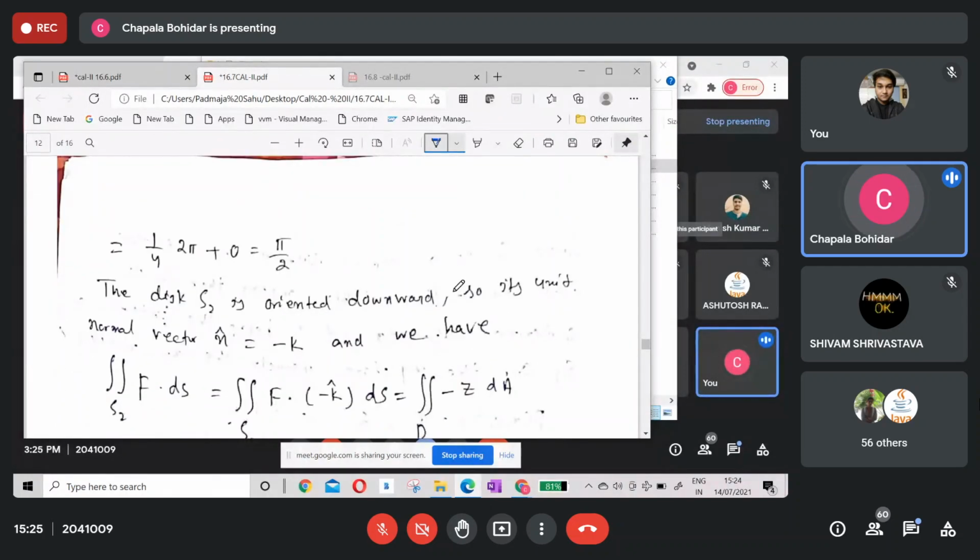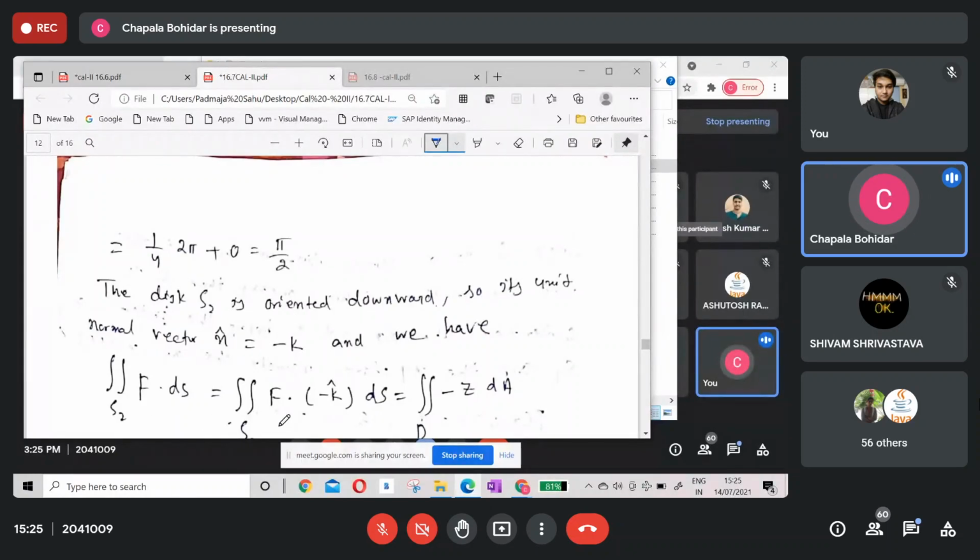S2 is oriented downward, so its unit normal vector n is minus k. Here it is oriented downwards. K is our z-axis, and the unit vector is our normal vector to the plane. So for this plane it is k, but its orientation is downward, so we can take it as minus k.